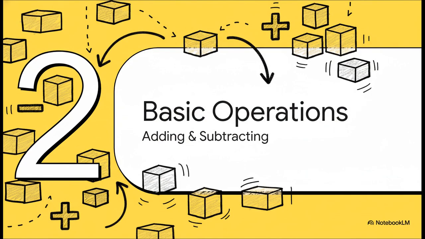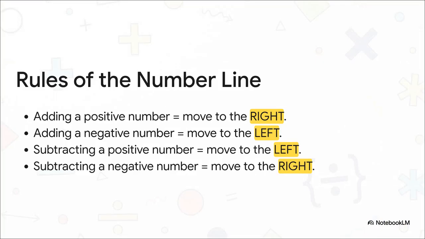Okay, so we have our number bricks. Now, let's learn the most basic ways to start putting them together. It's time to talk about the rules for adding and subtracting. The easiest way to picture this is to imagine a number line. Adding a positive number, you move to the right. Adding a negative number, or subtracting a positive one, you move to the left.